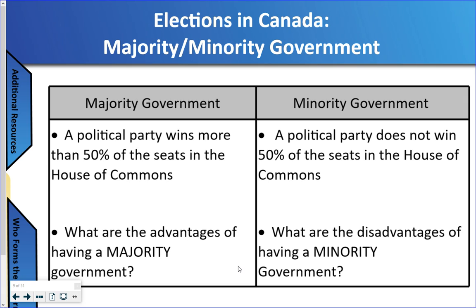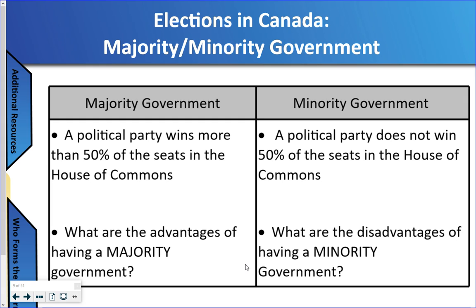However, if the largest party in parliament has fewer than 50% of the seats in the House of Commons, they can form what is known as a minority government. The problem with the minority government is that the combined MPs from the other parties outvote them. And so, in many ways, it's more unstable than the majority government.